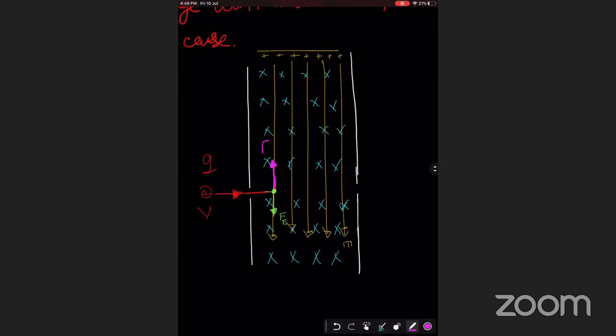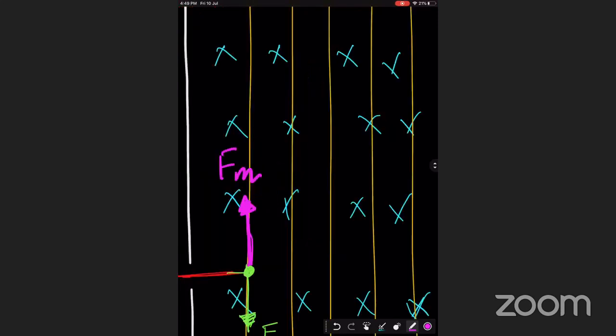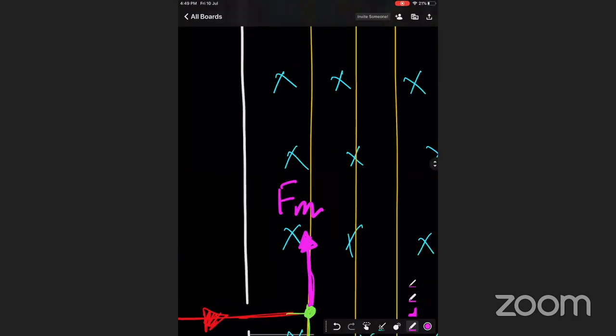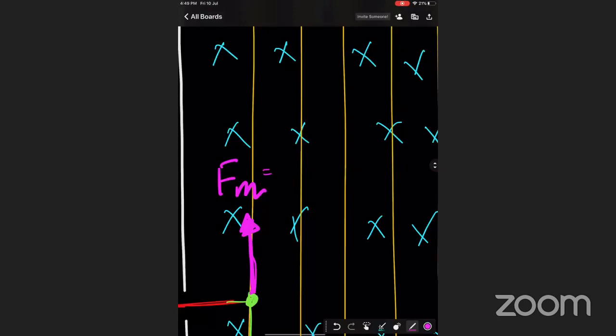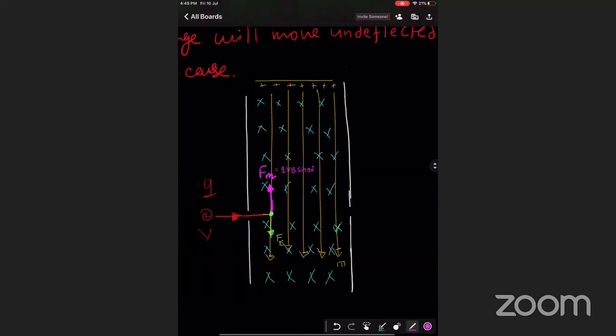Magnetic force will be upward and electric force will be downward. Can you tell me the value of the magnetic force? QVB sin 90. Why 90? Because velocity and magnetic field are perpendicular. Magnetic field is going into the page and velocity is in the plane of the page, so the angle between velocity and magnetic field is 90 degrees. Do you agree? Yes, sir.